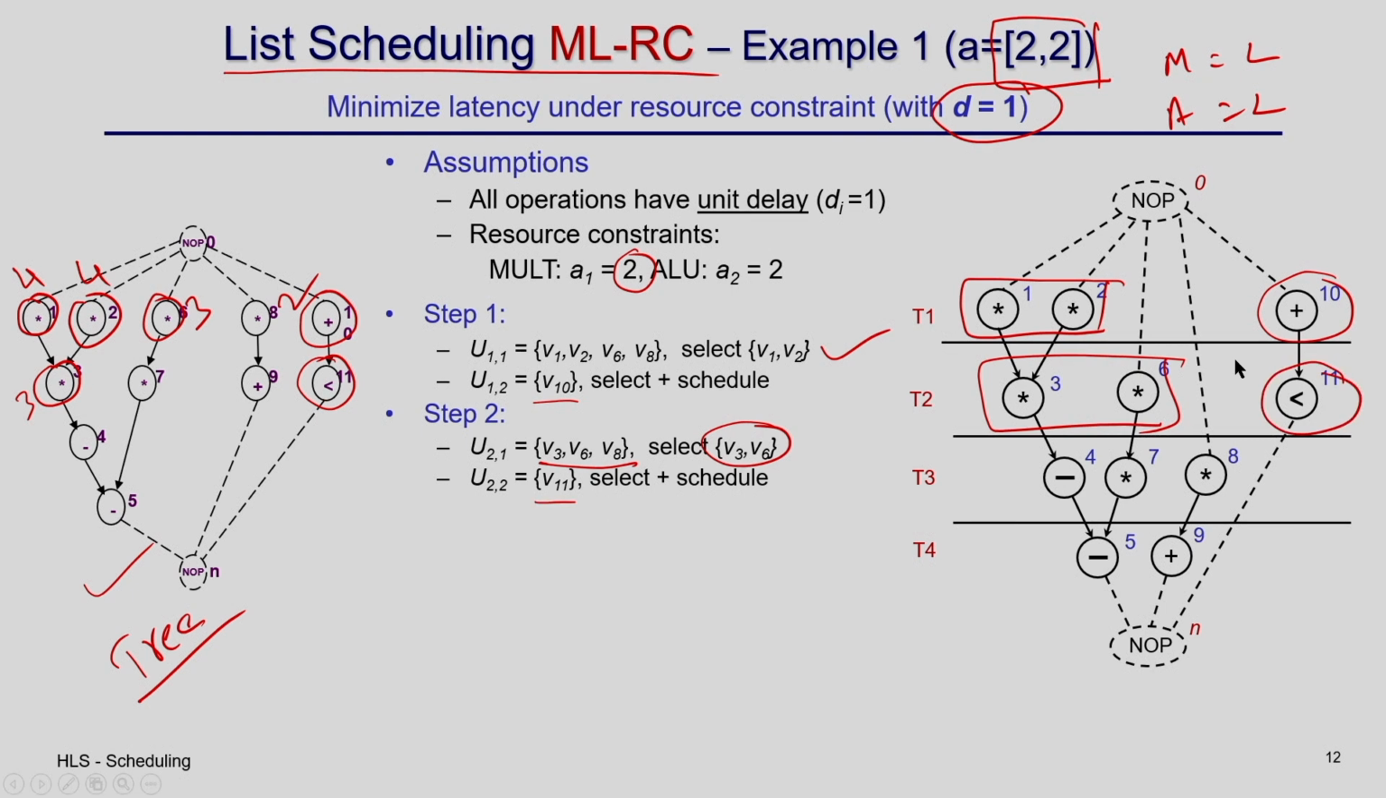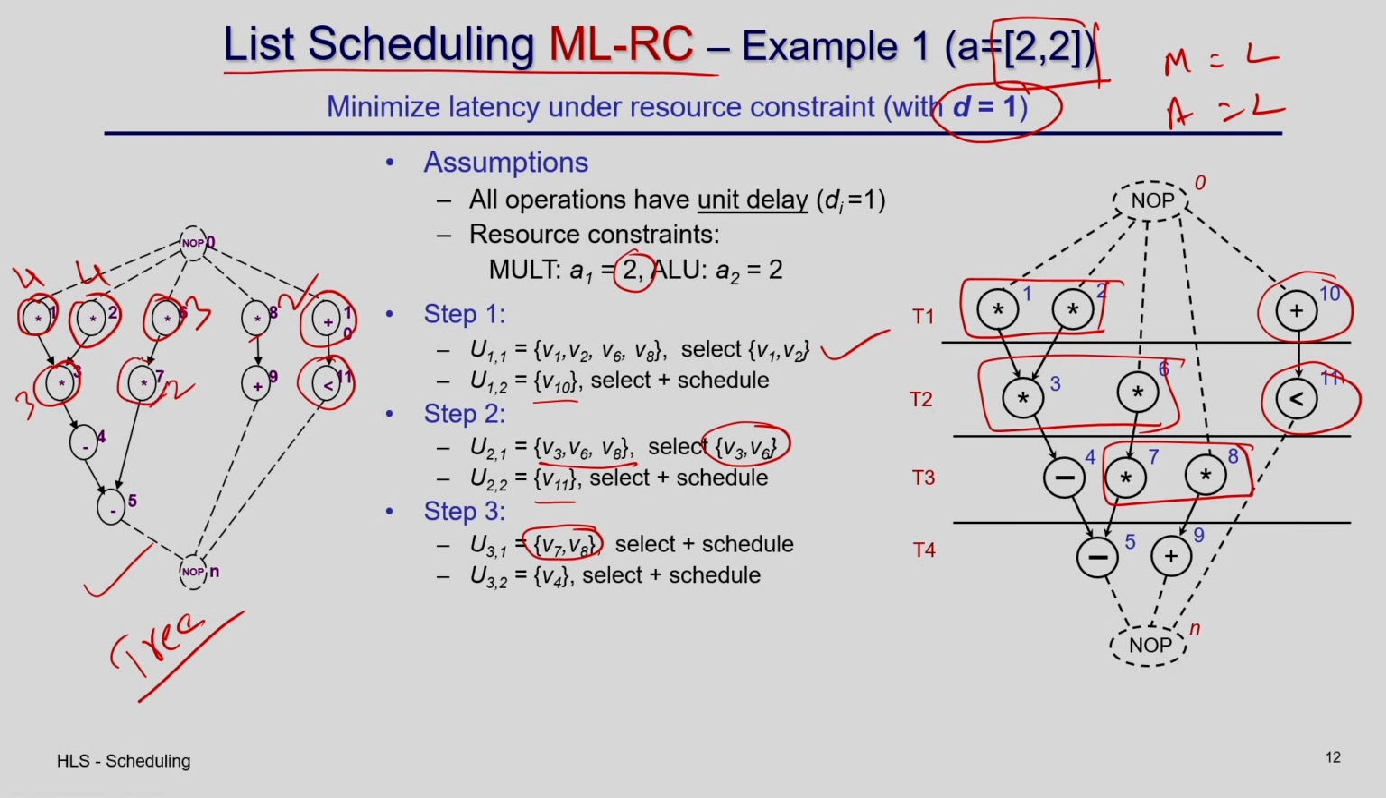Okay. So, in time step 3, you can understand easily now that there are 2 multiplications available and 2 multipliers available. So, I am going to schedule both 7 and 8 here. And for the ALU type operation, since its predecessor was done earlier, it is available, and only one is available. So, I am going to schedule that. So, this is my schedule in time step 3.